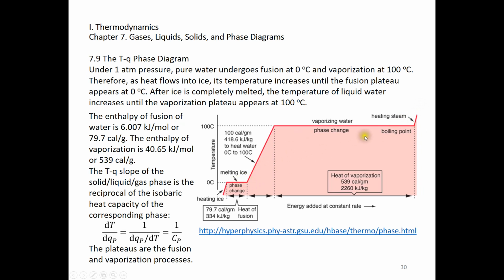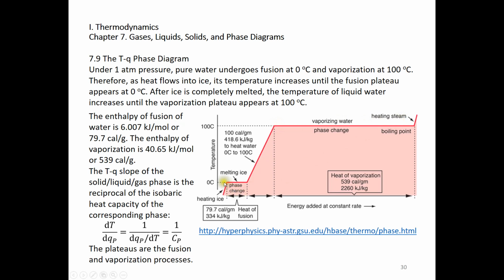So there are two plateaus in this graph. The first one is the fusion process. The second one is the vaporization process. In the fusion and vaporization processes, heat flows into the system but does not change the temperature of the system. Heat flows into the system to facilitate the phase transition from solid to liquid, and from liquid to gas.